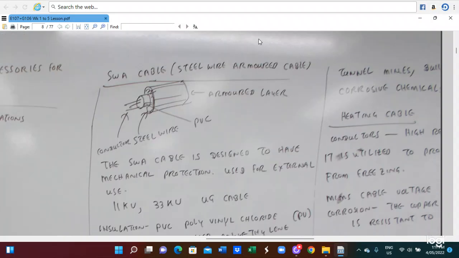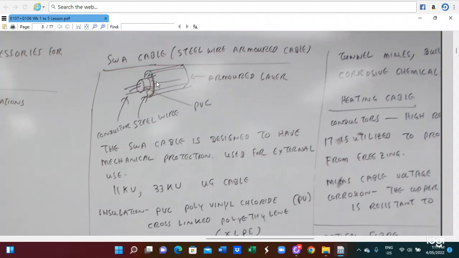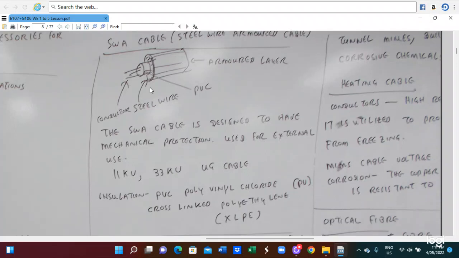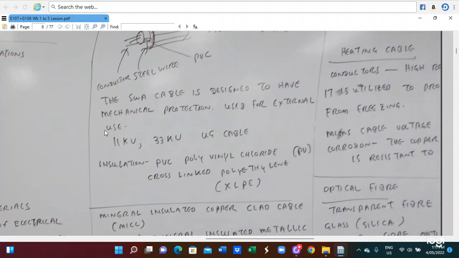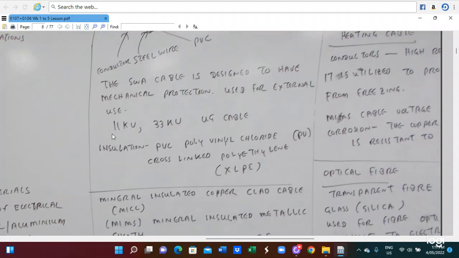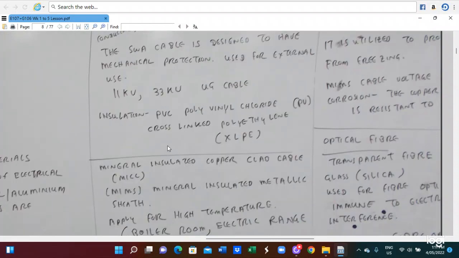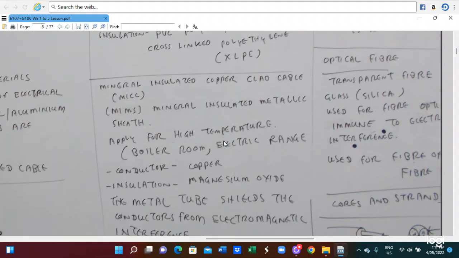Here is a SWA, steel wire armored cable. This is the conductor here. This is steel wire and they are surrounded by the PVC. On the first layer we provide the armor layer. SWA cable is designed to have mechanical protection. In this case, we are using 11 kV, 33 kV underground cable, so we use the SWA cable. The insulation is polyvinyl chloride PVC or cross-linked polyethylene, XLPE. Also, we are using the mineral insulated copper sheathed cable, MICC.